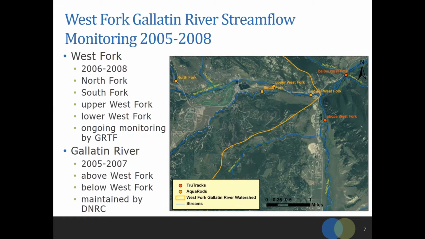Specifically to the West Fork Gallatin River watershed, we've done some monitoring. This is data from the 2006 to 2008 time frame. We had gauges on the North Fork, the South Fork, Upper West Fork, and Lower West Fork. You can see these plotted here on this map. And then the DNRC also monitored above and below the West Fork. Here you see those darker orange dots in that similar time frame.